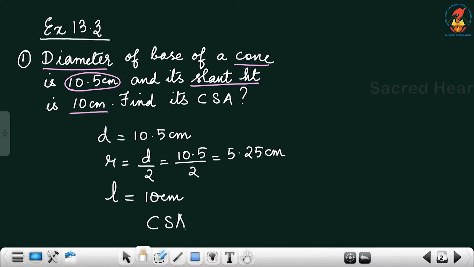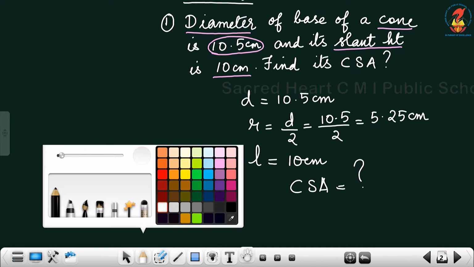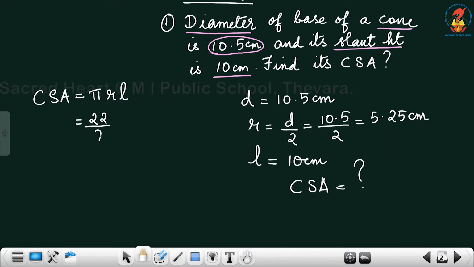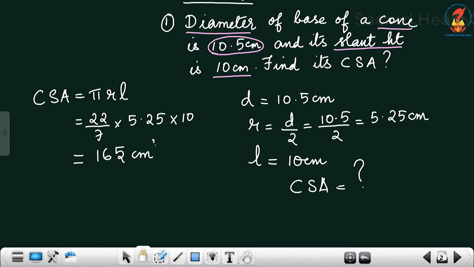We need to find CSA of the cone. And what is the formula to find the CSA of a cone, children? CSA is equal to pi RL. Until and unless stated, the value of pi will be 22 by 7 itself. Radius 5.25 into slant height 10. Simple simplification, multiply and you will get the answer to be 165 centimeter square. Direct application of the question. Okay.